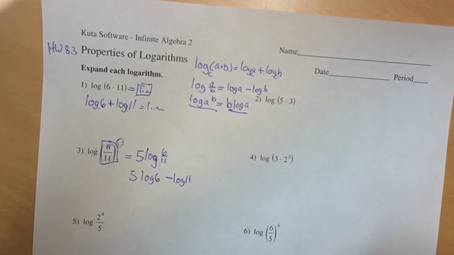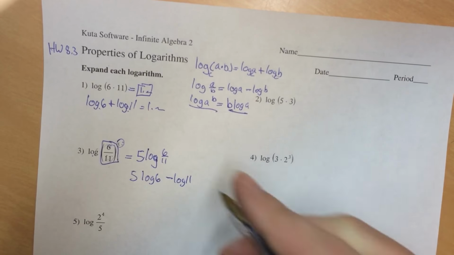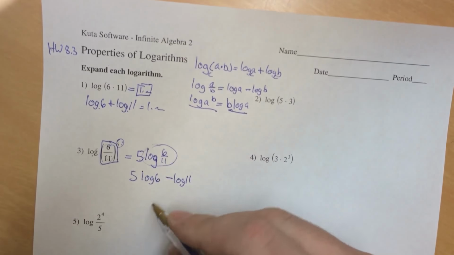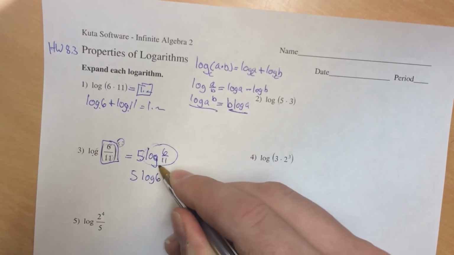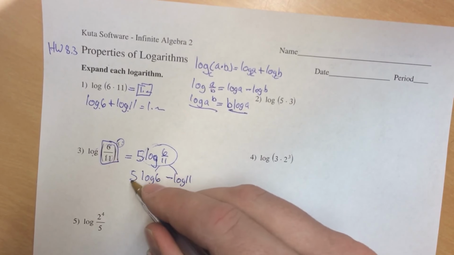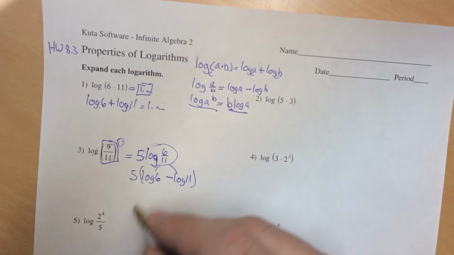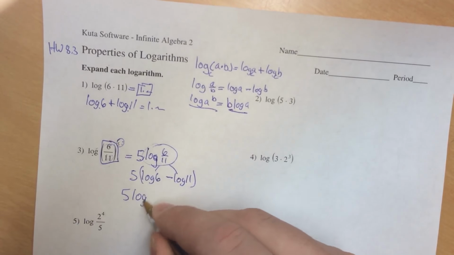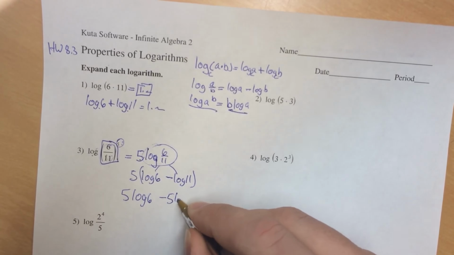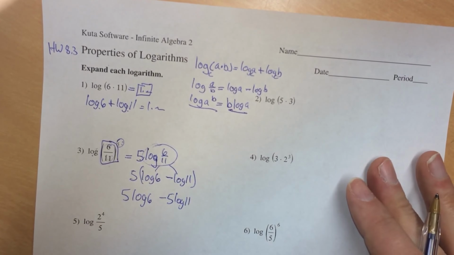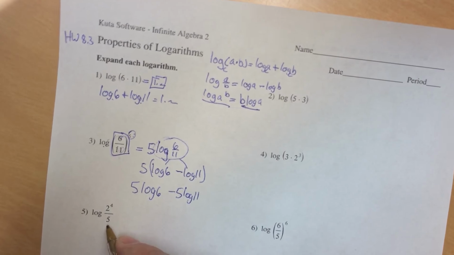And if you'll notice, this is wrong. I've made a mistake. It was 5 times this whole thing, so this is equal to this minus this, and so it still needs to be 5 times this whole thing. The 5 distributes. It's 5 log of 6 minus 5 log of 11. Okay? Compare that to this next one.